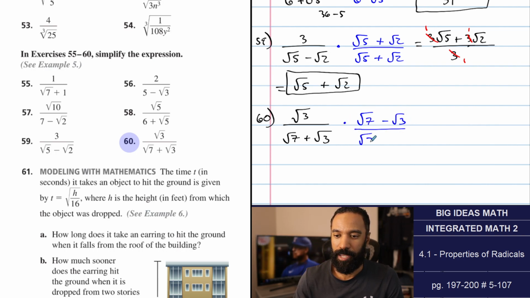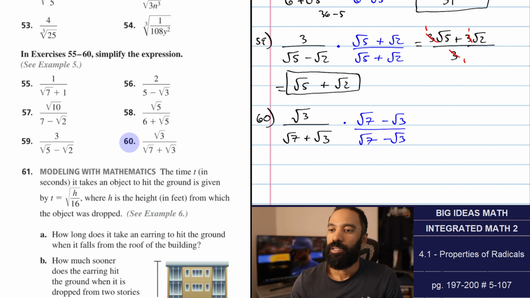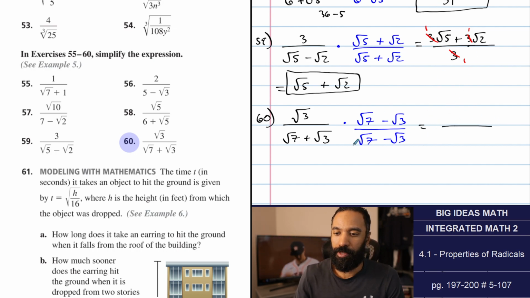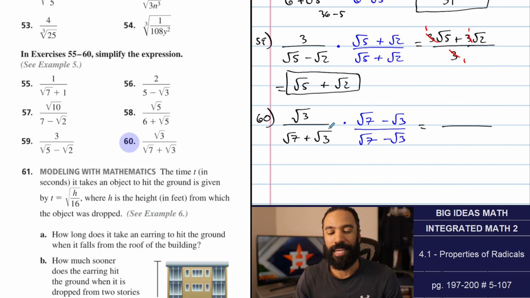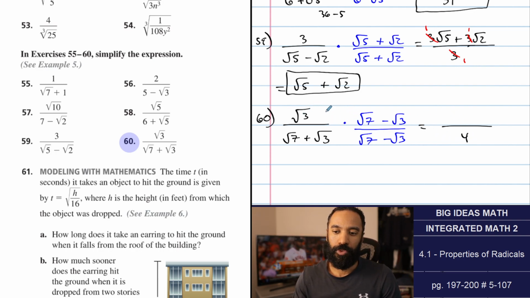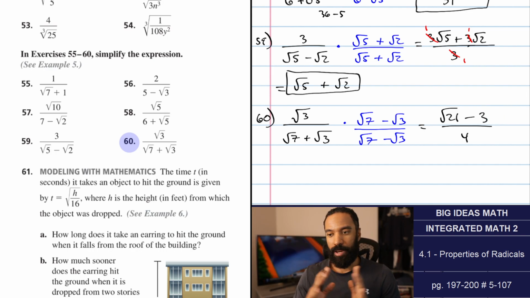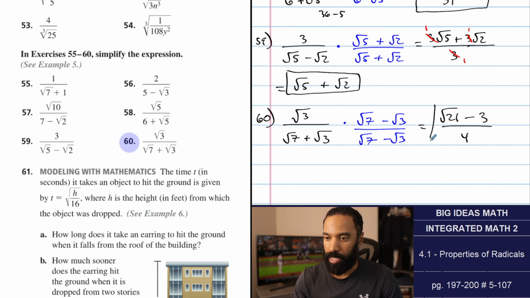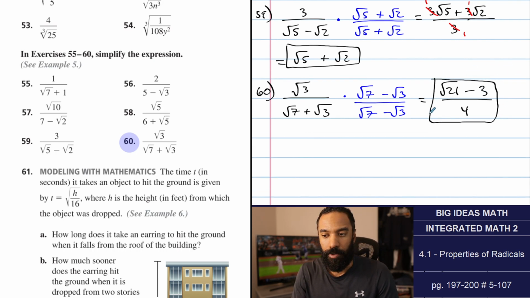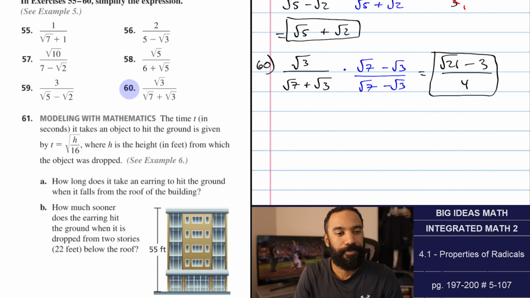Looks like word problems come next. All right, what's the whole deal with the bottom? Got 7 minus 3. Again, root 7 squared minus root 3 squared. 7 minus 3 is 4. Now I got root 3 distributing into root 7, which is root 21. Root 3 times negative root 3 is negative root 9, which is negative 3. Root 21 minus 3 over 4. That's all it becomes. Root 21 doesn't have any perfect square factors. Yeah, we're good. It's working out.